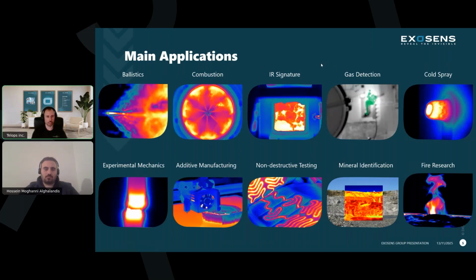Some of our main applications here: ballistics, combustion, IR signature, gas detection, cold spray, which is an evolving one. Of course, experimental mechanics, which we'll be focusing on today, some additive manufacturing, NDT or non-destructive testing, mineral identification, and fire research. So these are not all of the applications that our cameras are used for, but these are some of the main ones that they typically get used for.